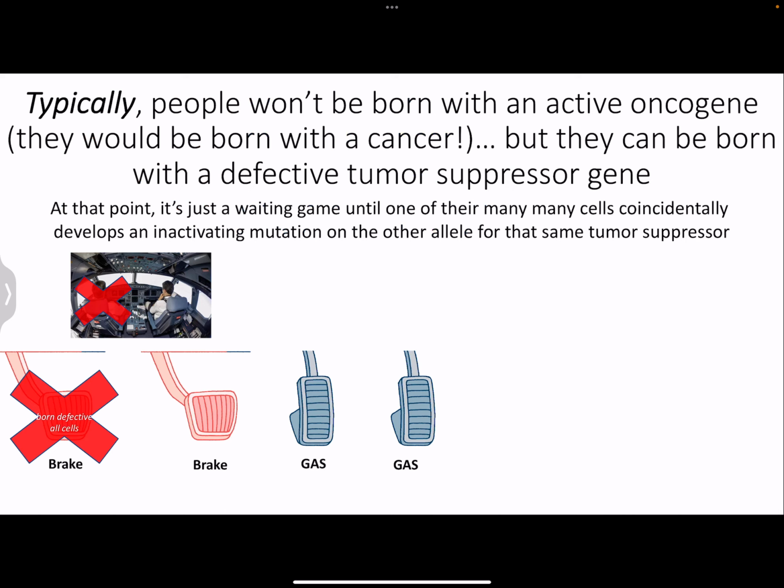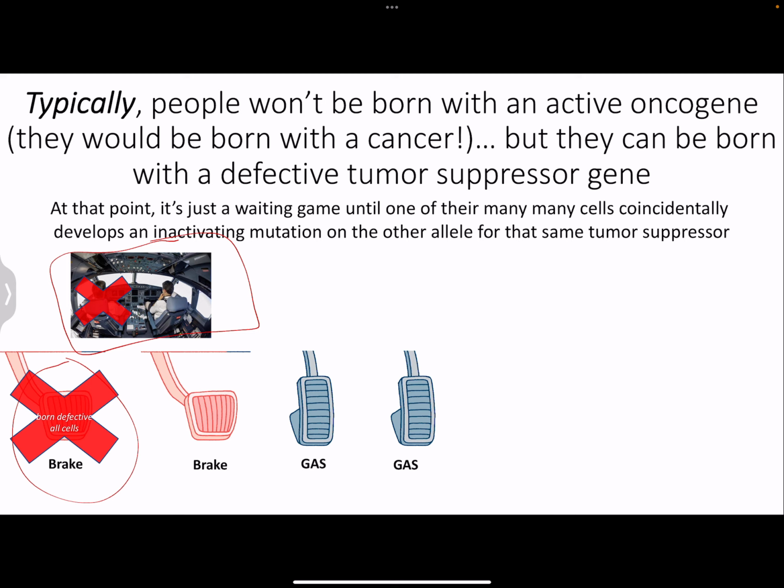Some people are born with one mutant tumor suppressor. So all of their cells have one of the brakes missing. And you can think of this as like flying without a co-pilot, right? If you have two pilots flying the plane and one of them passes out, well, you got a backup pilot, you're okay. But here we have no co-pilot.